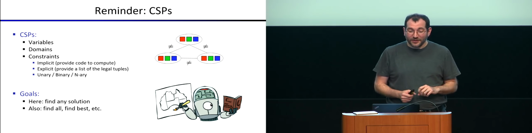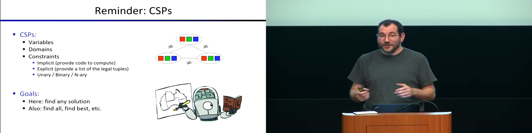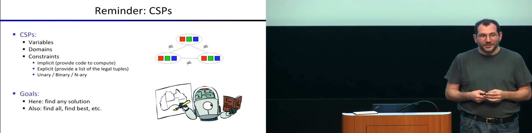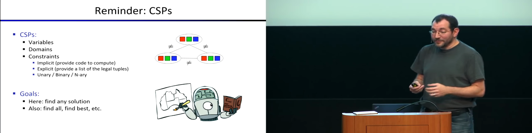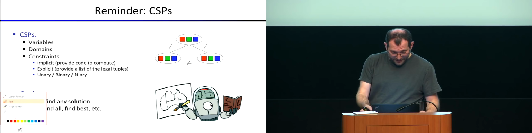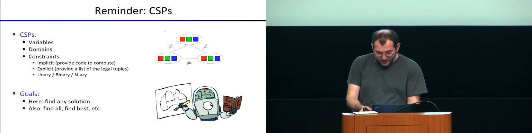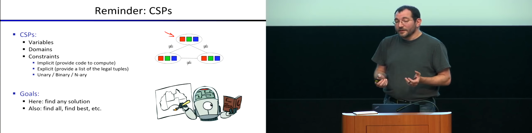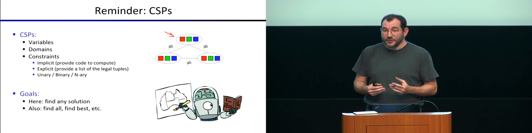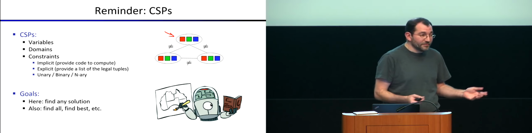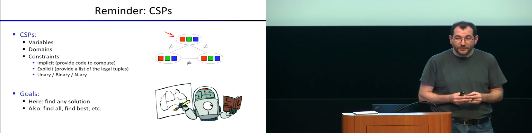Well, first of all, what are the ingredients? First of all, there are variables. The variables usually represent some quantity or abstraction that we are trying to reason about. And so in our running example of map coloring, the variables might be countries on a map. Each of those variables has a domain, which are the set of values that it might take on. And for map coloring, that was red, green, and blue.